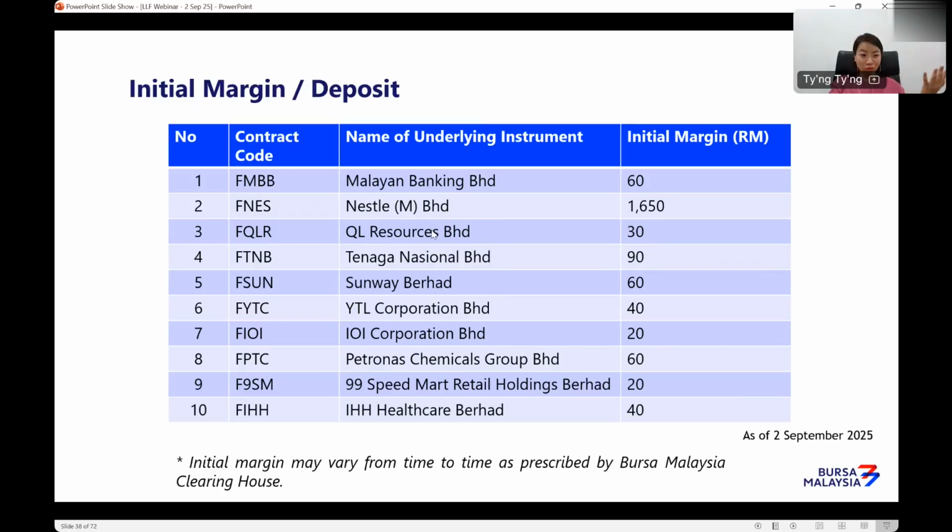Like if you are going to round it downwards for QL, let's say right now the stock price is like $4. If you own 100 shares, that is 400 ringgit Malaysia. But for single stock futures, you just need to pay 30 ringgit Malaysia to own a similar number of shares. Can you see? And vice versa for the rest of the stocks. Some are even very low, like IOI Corporation at 20, and 99 Speedmart is only 20 ringgit Malaysia. And this is updated as per 2nd of September.